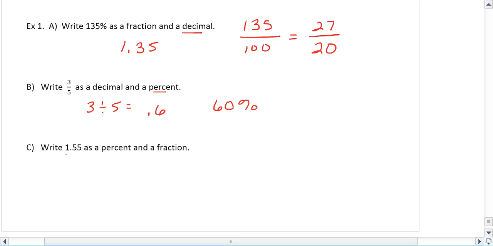If you're given a number that's in a decimal and asked to write it as a percent, you multiply by 100, so this would become 155%. And if we're asked to write that as a fraction, again, we put it over 100 and reduce it, which is 31 over 20. So again, you need to be able to move between all three of these forms very quickly and easily.